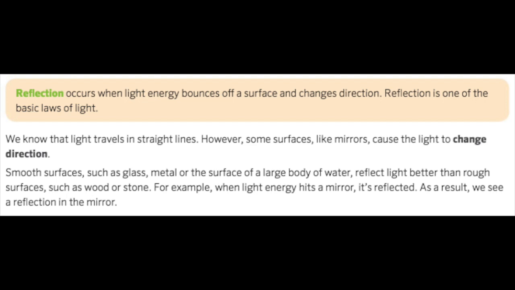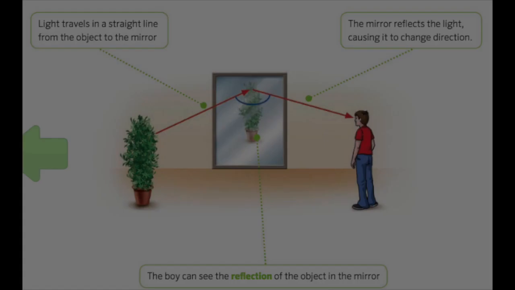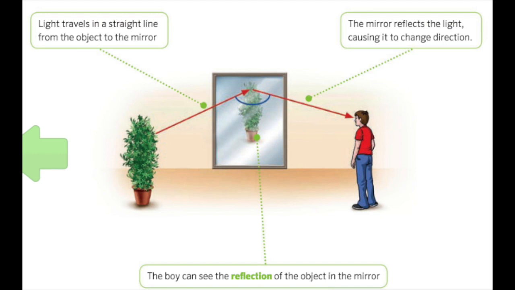Smooth surfaces such as glass, metal, or the surface of a large body of water reflect light better than rough surfaces such as wood or stone. For example, when light energy hits a mirror, it's reflected. As a result, we see a reflection in the mirror.